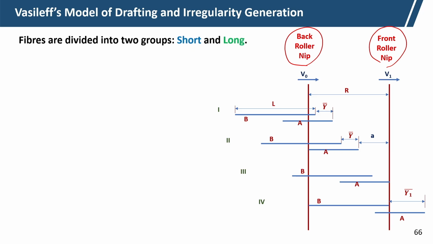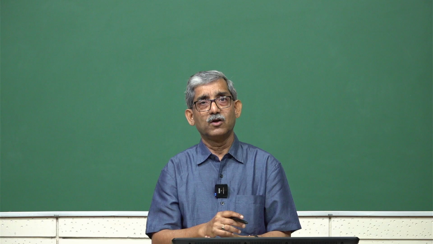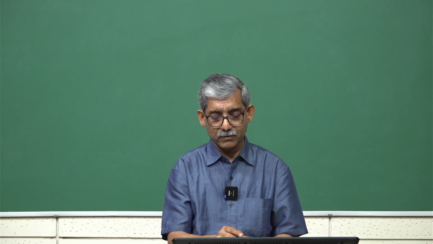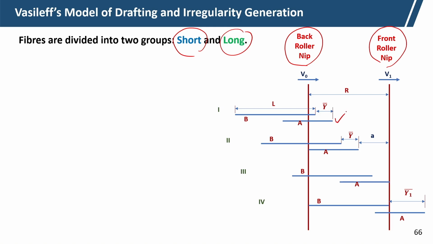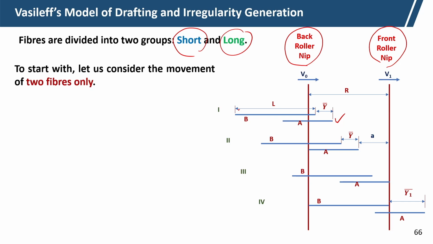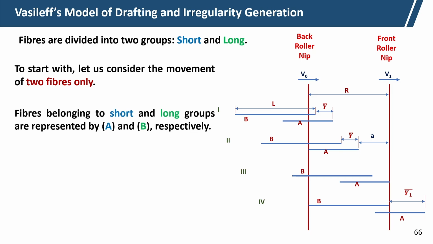What does it say? The fibers are divided into two groups, one short fiber and another long fiber. Intermediate fibers are not considered here. The short fiber is represented by A and the long fiber by B. So, two groups of fibers are there. To start with, let us consider the movement of two fibers only. The fibers belonging to the short and long fiber groups are represented by A and B.